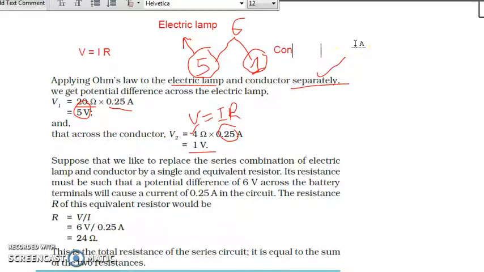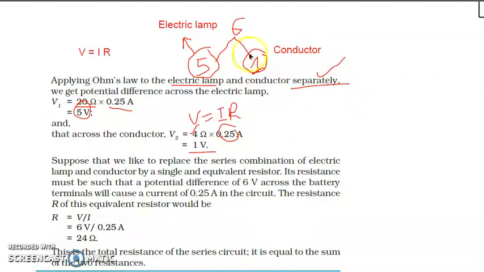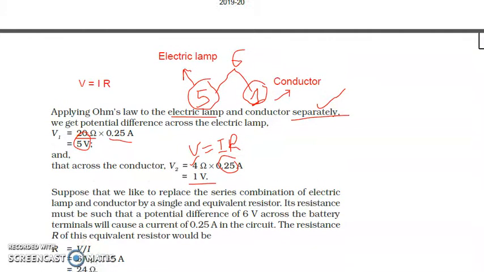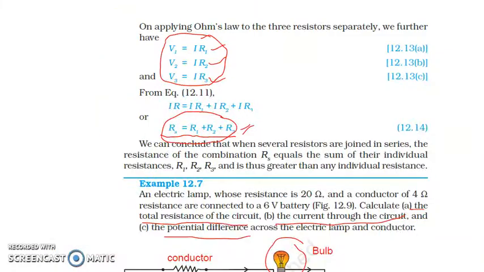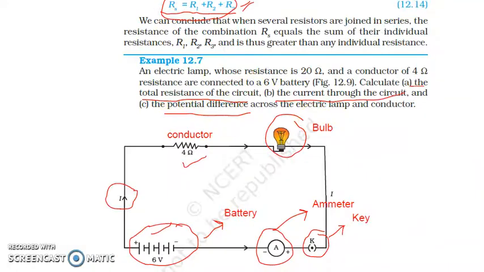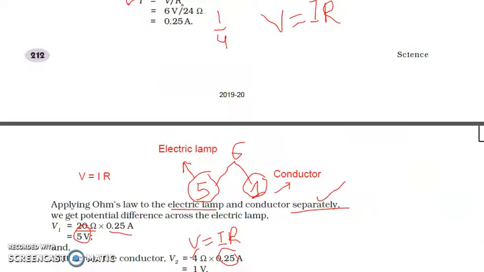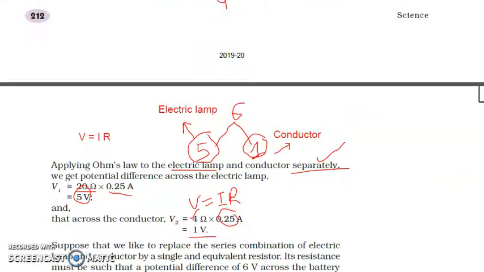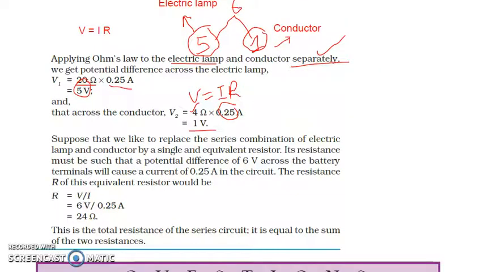So we can clearly see that whenever we connect these two resistances in series, obviously it will have two potential differences, and those two potential differences can be calculated by these expressions. So I hope this is clear to you. This was the third part of the question. Let's revisit the question once again. It was to calculate the potential difference across the lamp and the conductor, and the lamp has the potential difference of 5 volt and the conductor has the potential difference of 1 volt.